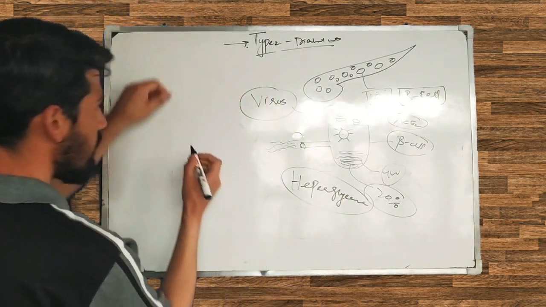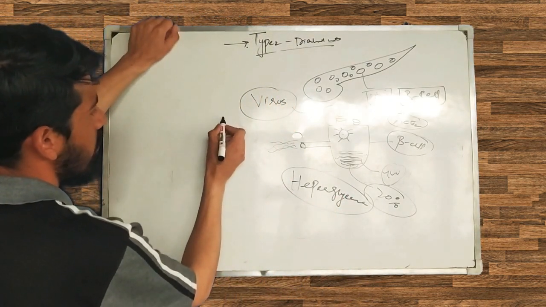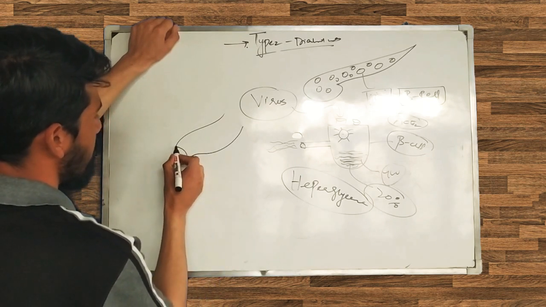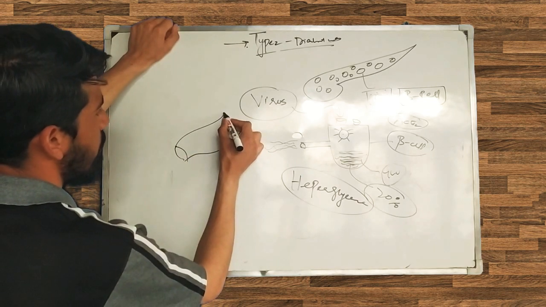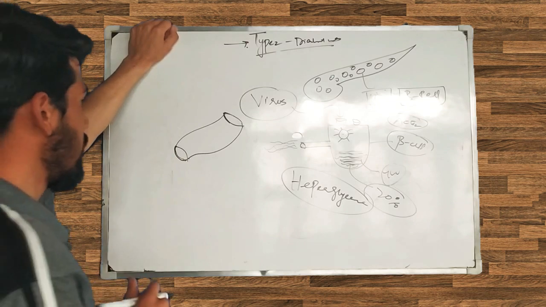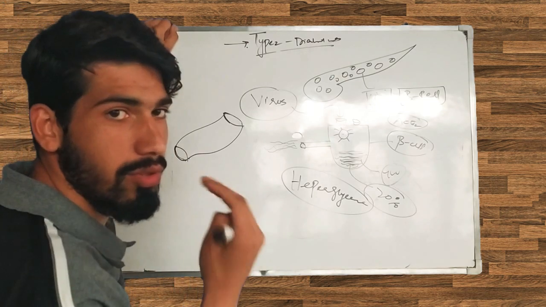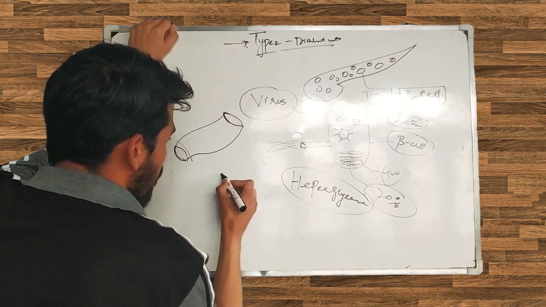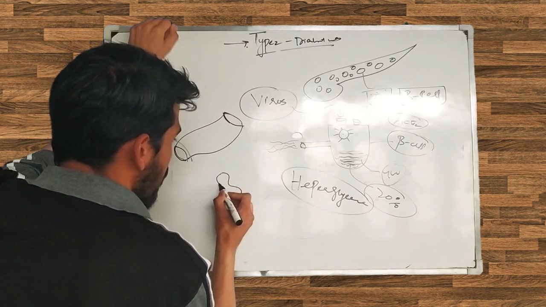Next, suppose this is the artery. Okay, this is the artery. In the artery there are endothelial cells. I cut the artery and make a cut piece here.